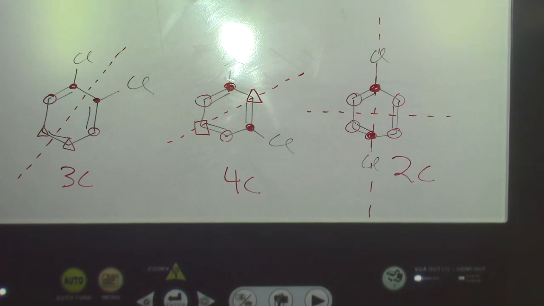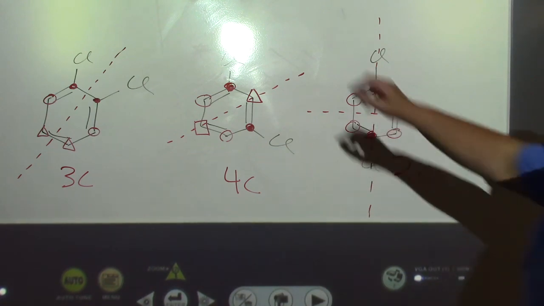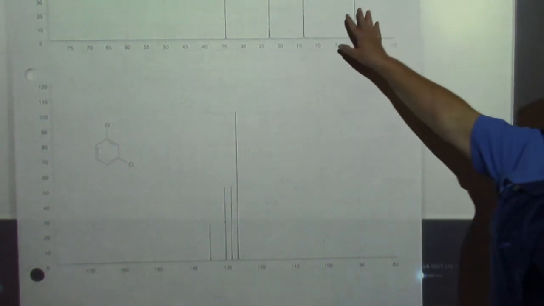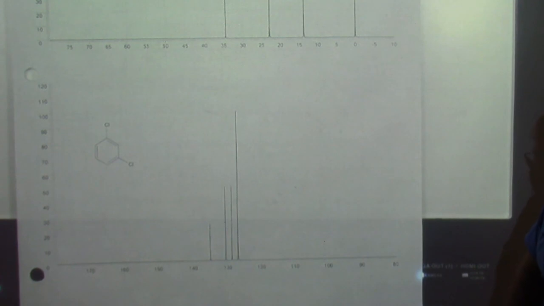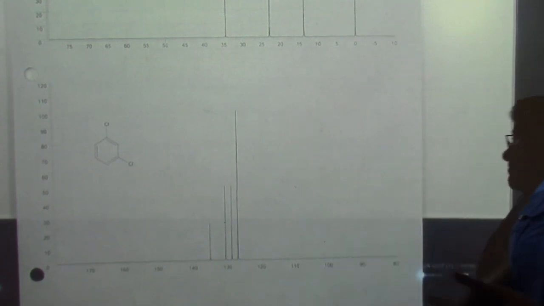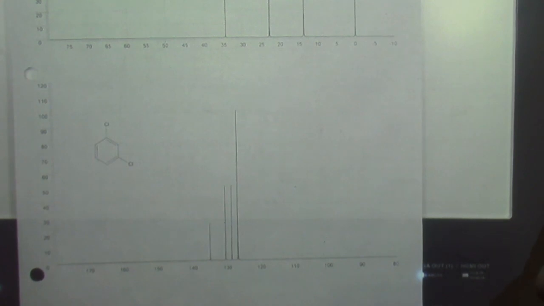The next sheet that you have in your notebook are 2 spectra that you've seen already. The top spectrum is just pentane. The bottom spectrum is 1,3-dichlorobenzene. And the reason I've put these on the same piece of paper in your notebook is because I want you to pay attention to chemical shift.